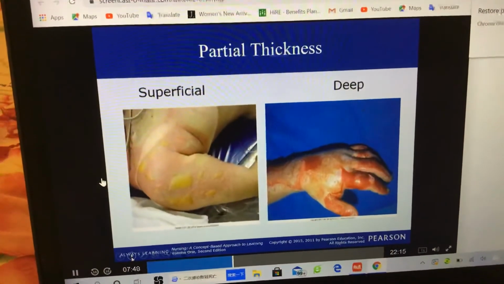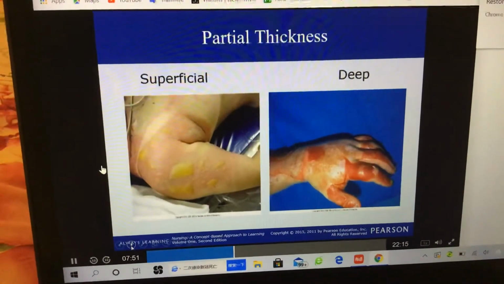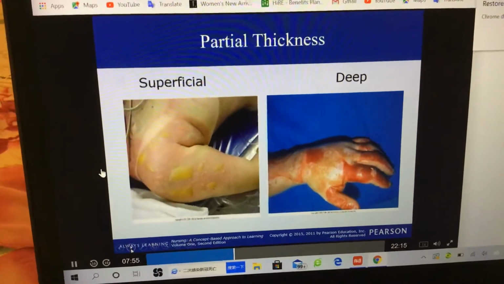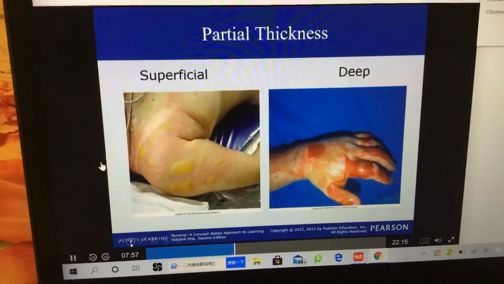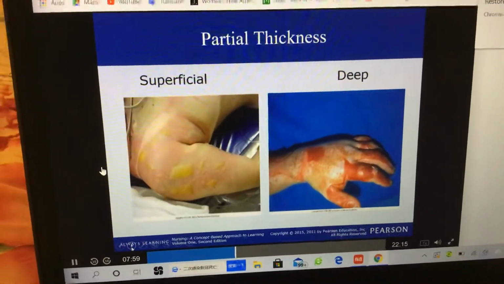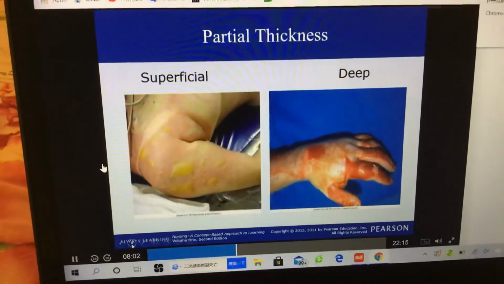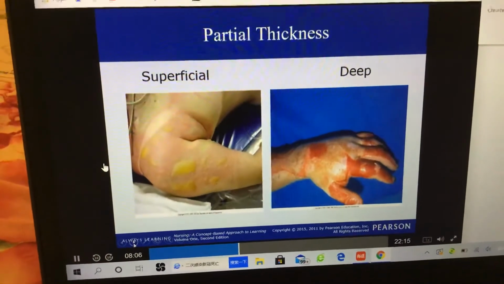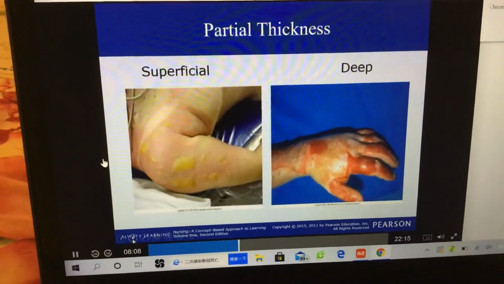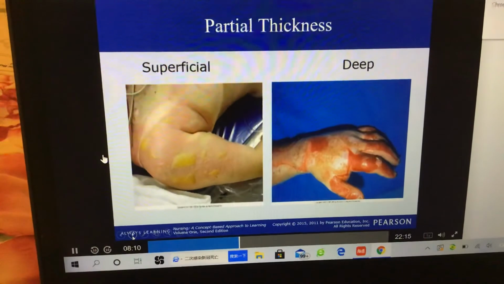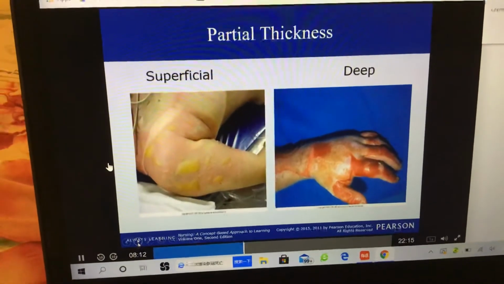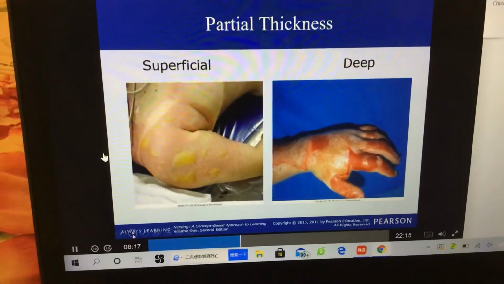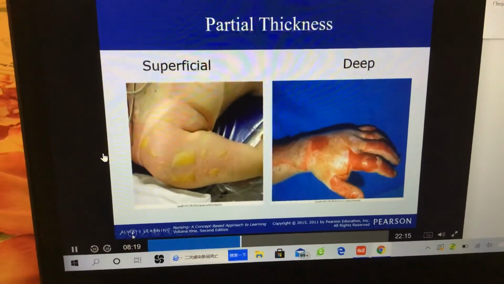Partial thickness burns involve the epidermis and the dermis. Depending on the depth, they can be categorized as either superficial partial thickness or deep partial thickness. A superficial partial thickness burn includes the top portion of the dermal layer of the skin. The burn is often bright red and edematous. Capillary refill is usually intact. These burns are very painful, and healing is going to occur within 21 days with little or no scarring.